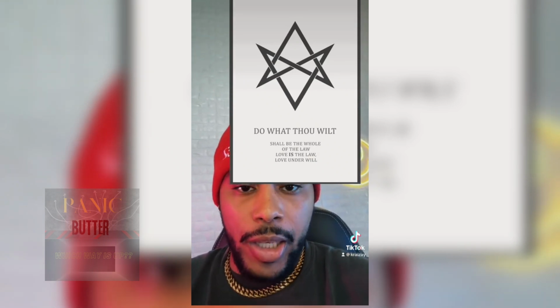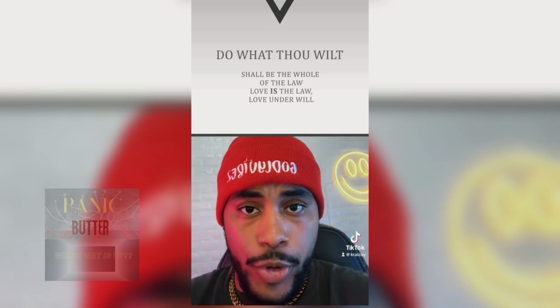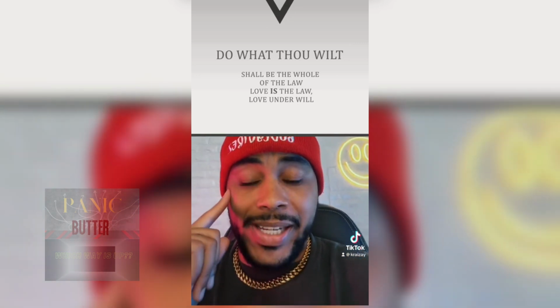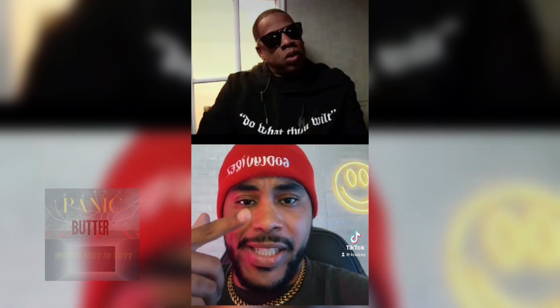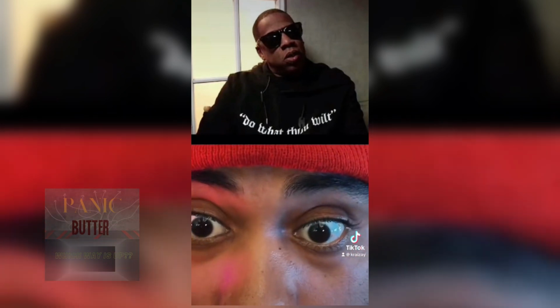Love is the law, love under will. So remember, do what thou wilt is the satanic law. Now somebody please read to me what's on Jay-Z's sweater right here. Yeah, he got it. Do what thou wilt. Are y'all beginning to see some of these connections? Most of your celebrities are Masons, and you're not really going to hear that anywhere else, but you will hear it here.